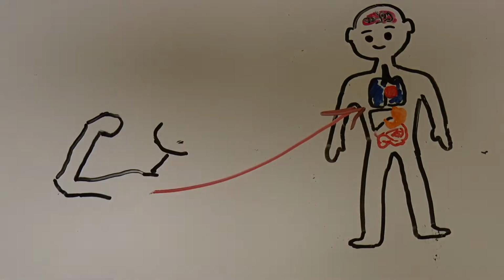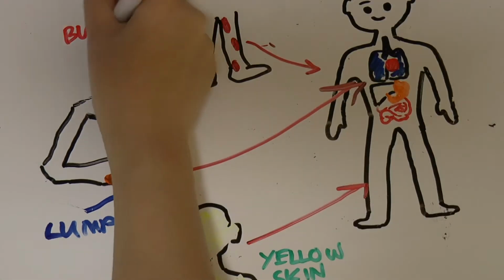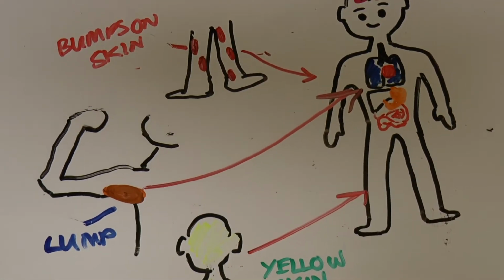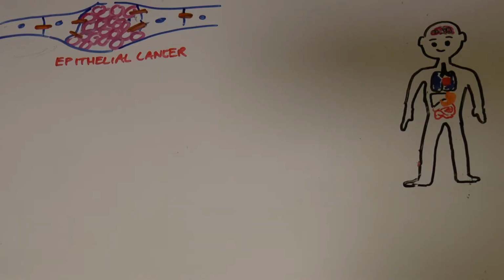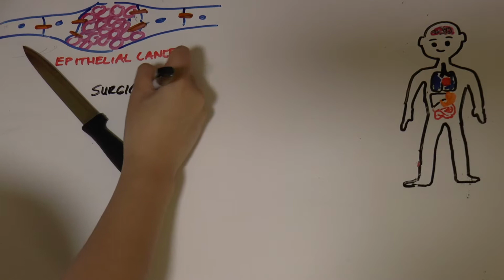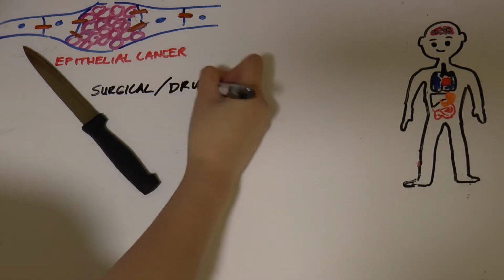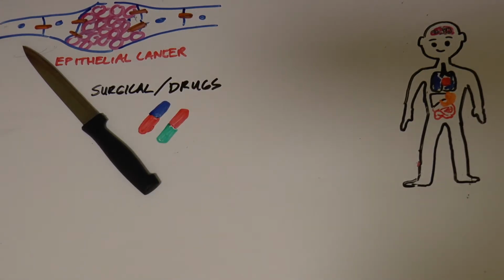Despite the friendly faces, these cells can cause great distress for the host. They can create lumps, bumps, and yellowing of the skin. Scientists all over the world have tried to deal with different cancers through surgical and drug interventions. After some testing and clinical trials, the majority of the cancers have gone.